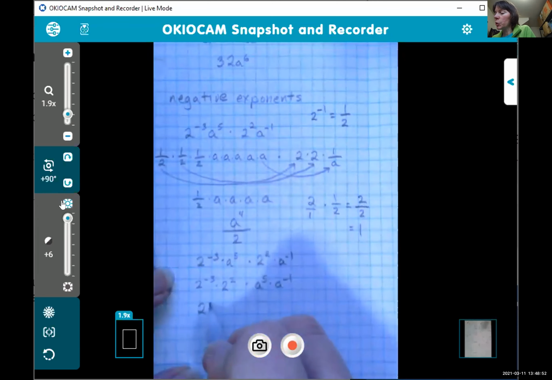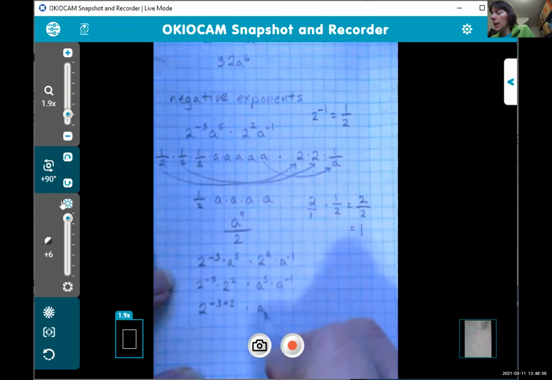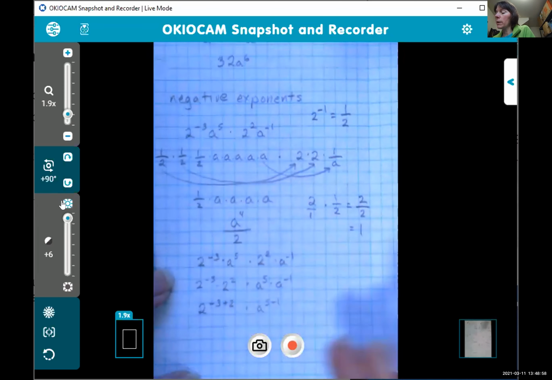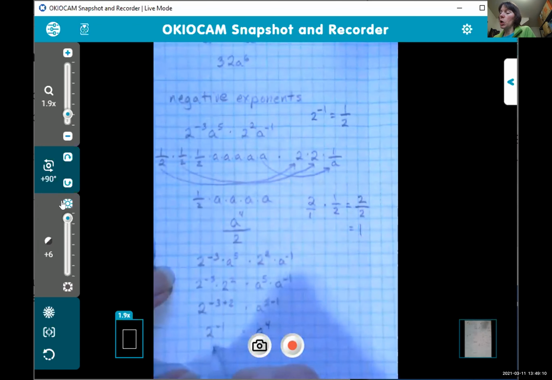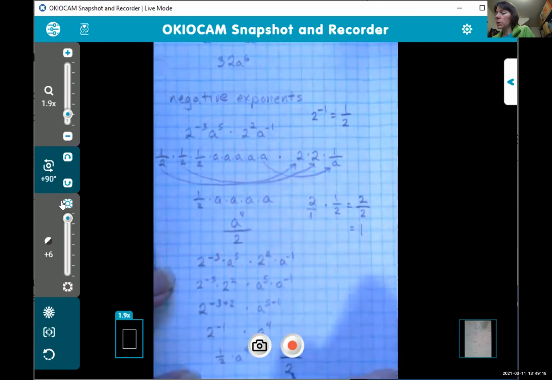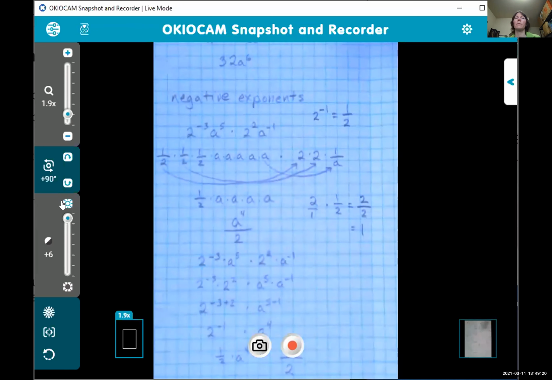This becomes 2 to the negative 3 plus 2 times A to the 5 minus 1. Negative 3 plus 2 is negative 1. 5 minus 1 is 4. And I'm left with this. I know 2 to the negative 1 is 1/2 times A to the 4. And I am left with A to the 4th over 2, which is the same answer we got before.